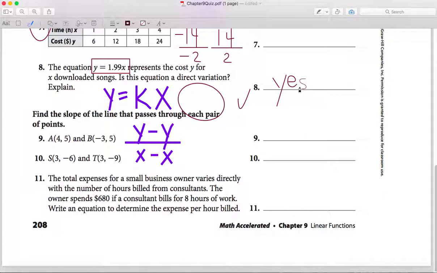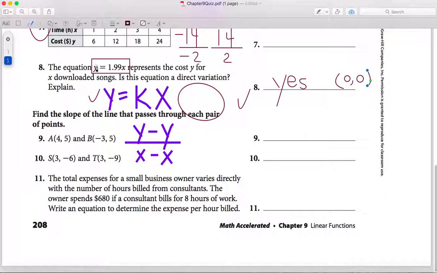there's a couple of ways to determine whether or not an equation is a direct variation. One, you could say because it follows the format of y equals kx, which is the direct variation equation. Okay, or you could say it passes through the origin. It passes through 0, 0. And that's a must in order to be a direct variation. It has to pass through the origin.